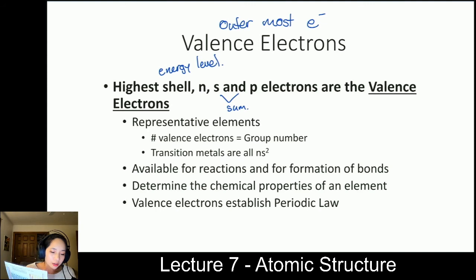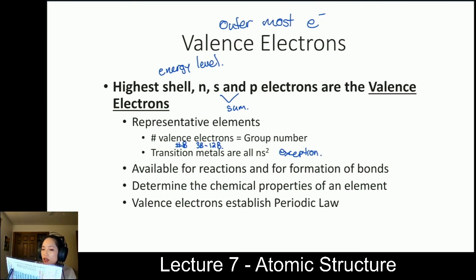And then note for transition metals, so these are all the number B elements, so 3B through 12B, they will all have 2 valence shell electrons. That's just an exception that we're going to have. But for the most part, we're going to focus on the representative elements, the S and P block elements.